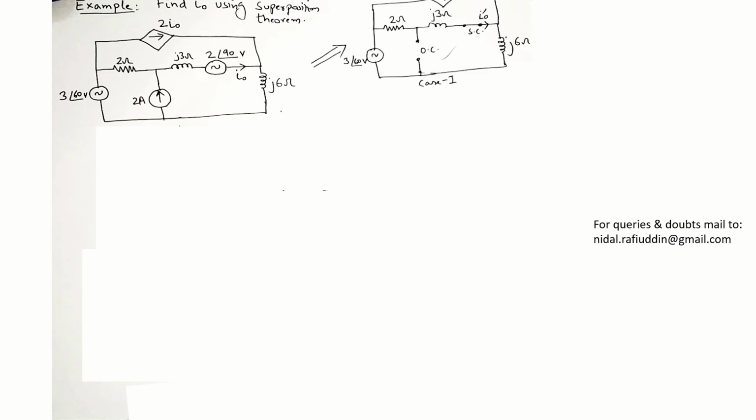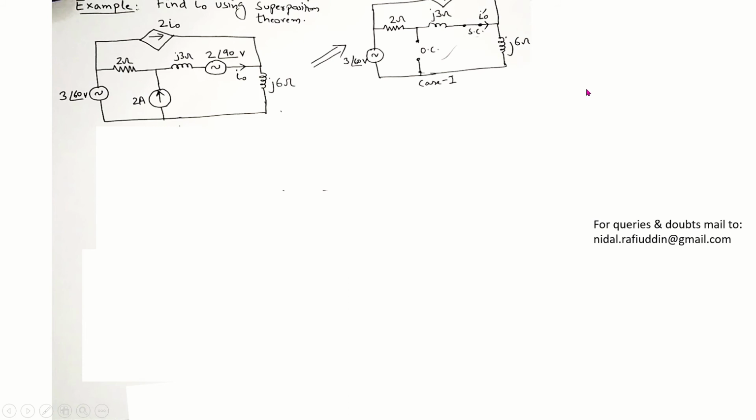As we learned, this circuit can be represented as sub circuits comprising one source taken at one time. Since we have 3 independent sources and we are going to apply superposition theorem, we'll be drawing 3 sub circuits corresponding to each of the independent sources. One of which is this one.